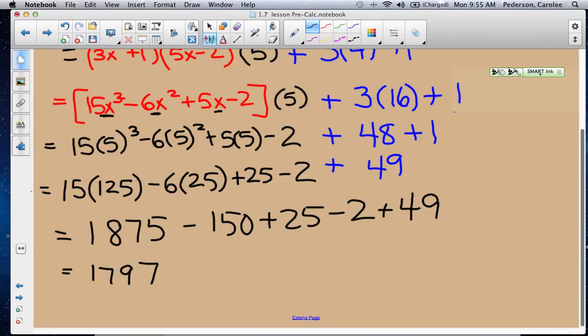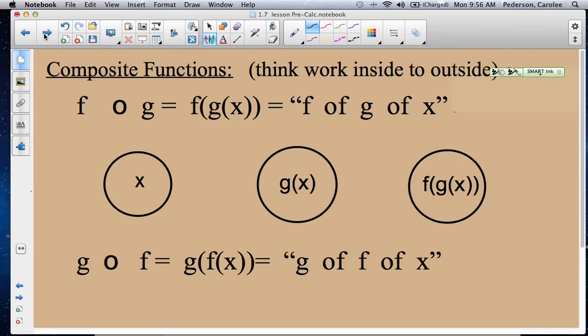All right, we're going to shift gears now and move to composites. You've been taught composites in Algebra 2. Next slide, I recommend you write down 1875 minus 150 plus 25 minus 2 plus 49.